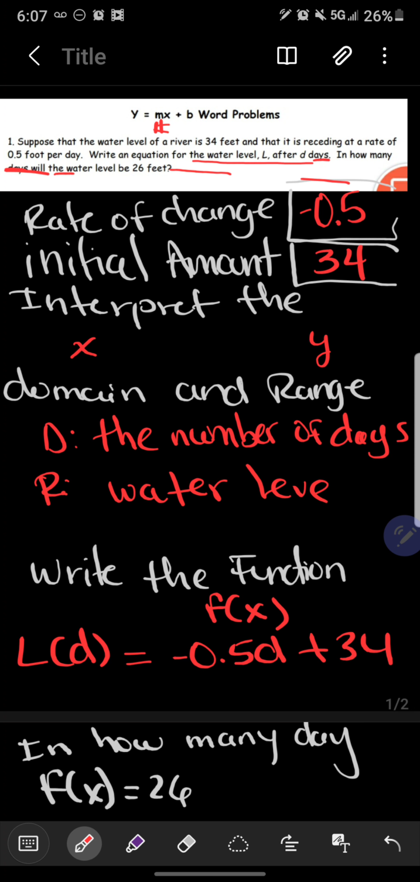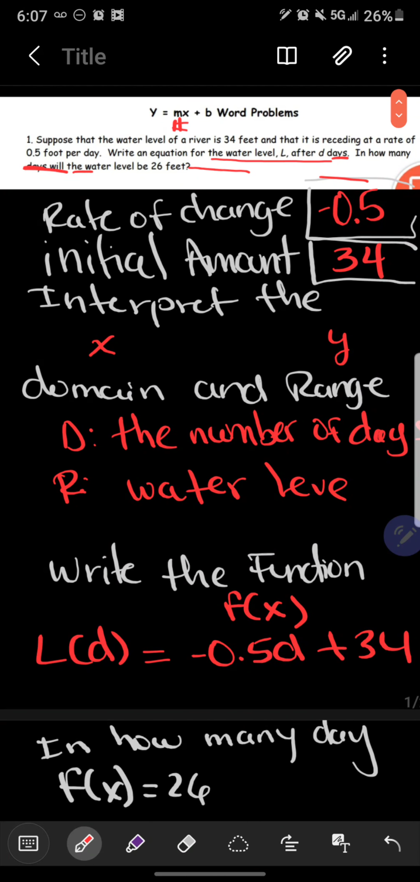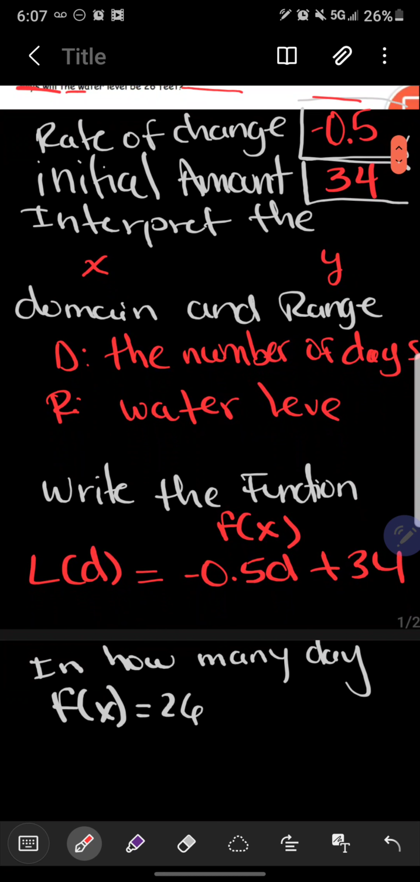Now, the next question says, in how many days will the water level be 26? What they're giving you is the total amount of water in the river. And they want you to look for the days. So practically, this is what you see in function notation. You are going to look for the days, and the days is the x. In this case, it will be D.